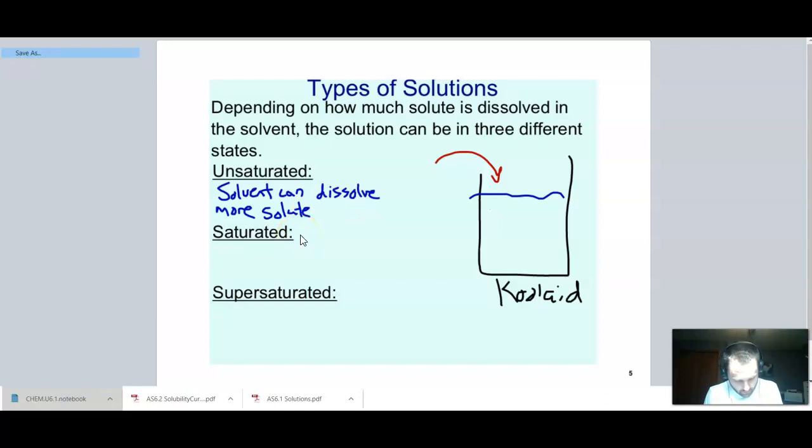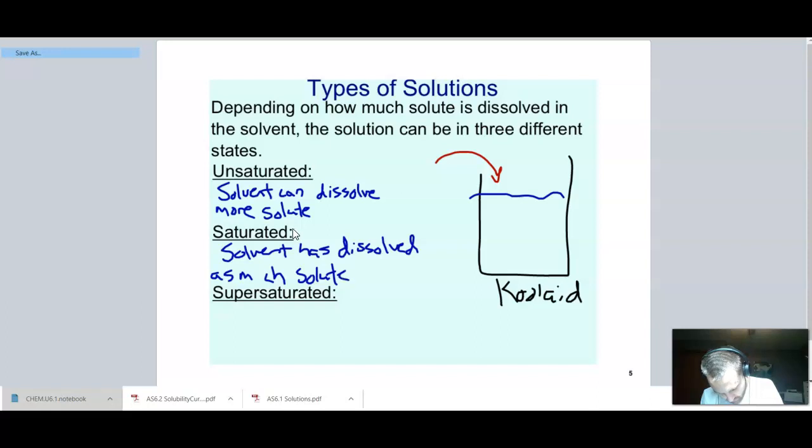Saturated means that the solvent has dissolved as much solute as possible. So that would be, you pour sugar in and you pour sugar in and you pour sugar in. That is the perfect balancing point when all of the sugar can dissolve and no more of it is, and it's not going to build up at the bottom yet. And we'll start relating this to graphs.